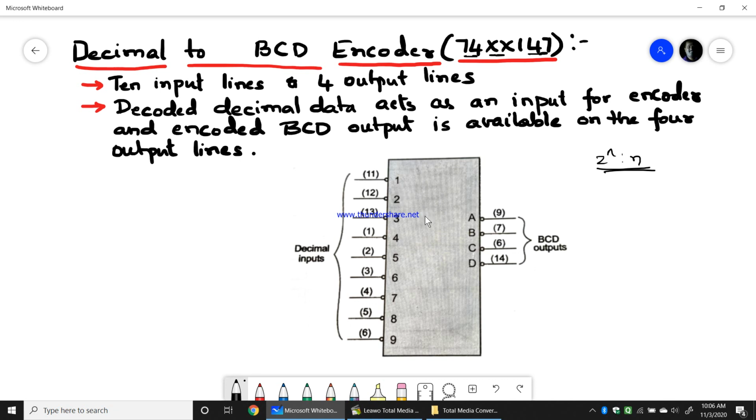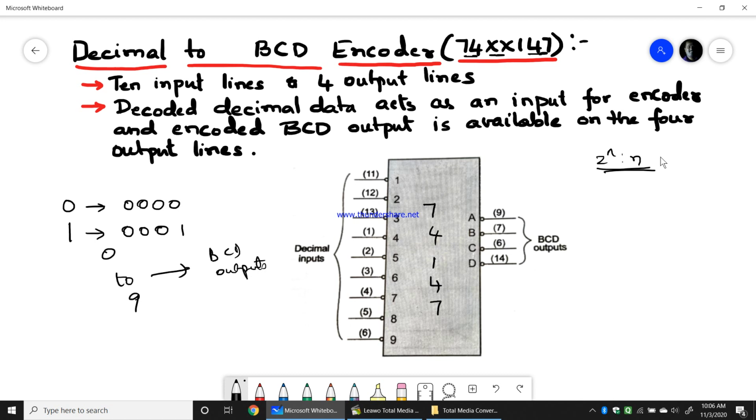So anyway, this IC 74147 is a decimal to BCD encoder. If decimal is 0, BCD will be 0000. Similarly, if decimal is 1, BCD will be 0001. That is how we convert decimal to BCD using this IC 74147. Decimal means 0 to 9 options, which should be converted into binary BCD outputs.